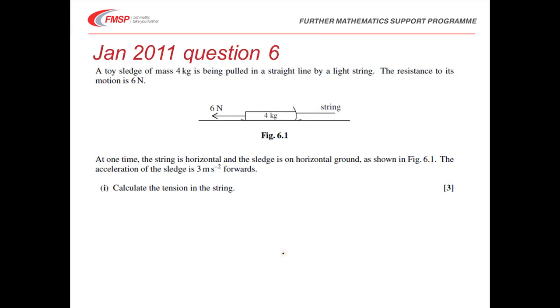So toy sledge, 4 kilograms, the resistance to motion is 6. So we're going to do F equals ma in the direction of motion, which is to the right. So the thing that's making it move to the right is a tension in the string. And so we have tension minus 6, that's the resultant force, will be the mass, 4, and it tells us the acceleration of the sledge is 3. So T will be 12 plus 6, T is 18 newtons. So nice easy 3 marks to start there.